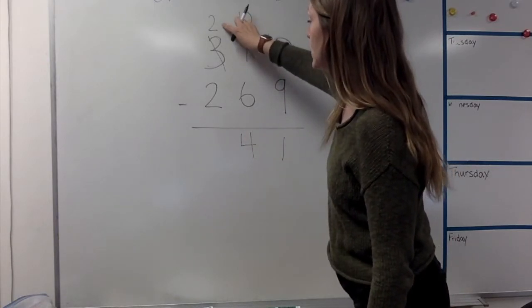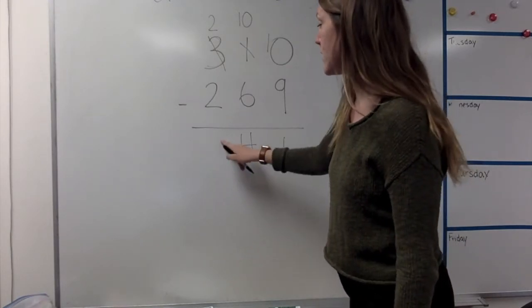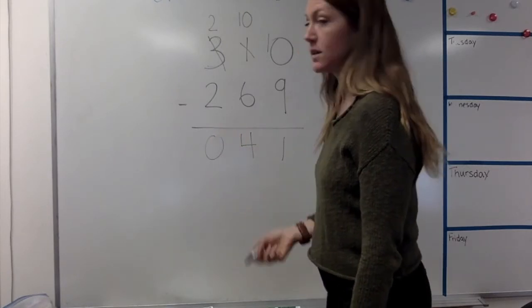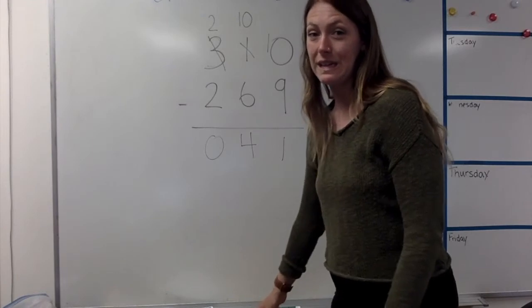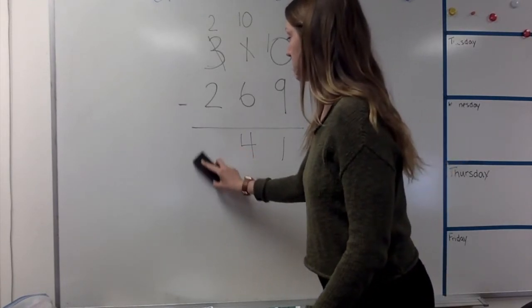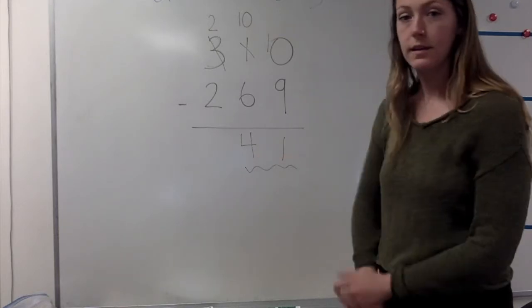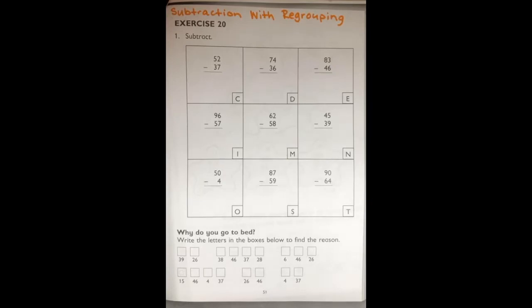And 2 minus 2 is 0. I don't have to write the 0 there because I already know that I have 41. If I put a 0 in the hundreds place, it doesn't change that my answer is 41. We just don't need to write the 0. So our answer is 41.